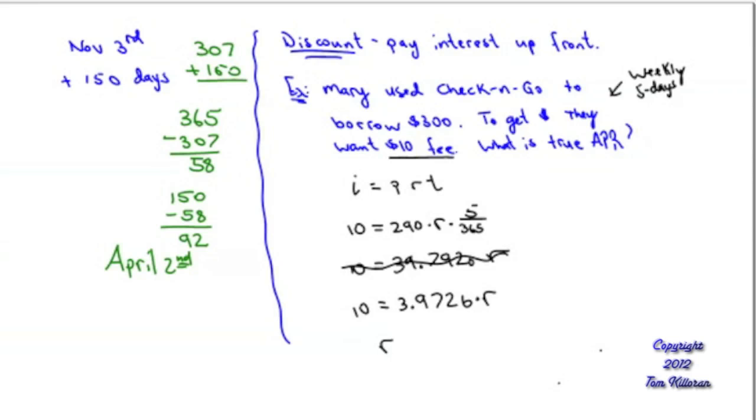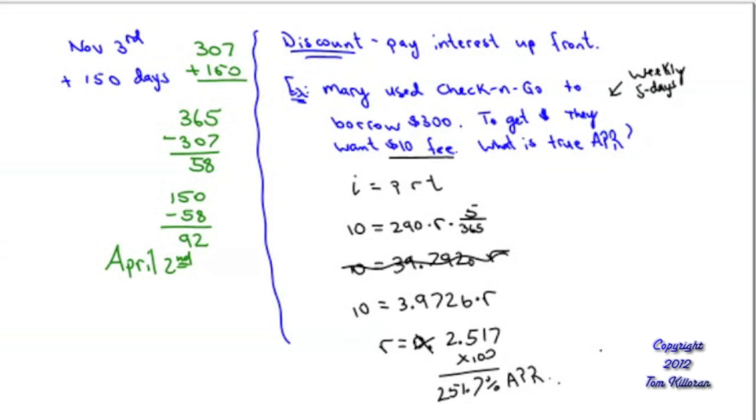And you get R is equal to a decimal value of 0. God, I hope it's 0. Nope, it's not 0. It's 2.517. Give me 2 more decimal places: 2.517. This is R equals 2.517. What do I have to do to that number? I have to change it into a percent. Multiply by 100. That gives you 251.7% APR.